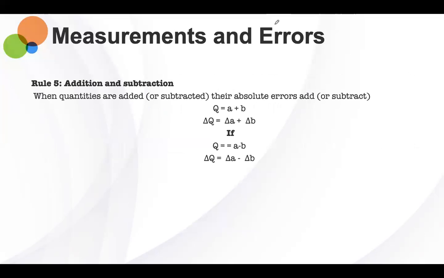Now, the last rule, rule 5. When quantities are added or subtracted, their absolute errors, or their uncertainties, will either add or subtract. So if we had some formula looking like Q equals A plus B, the uncertainty for Q would be delta A plus delta B. And if we had Q equals A minus B, we'd have something looking like delta Q equals delta A minus delta B. All right, very easy stuff. Okay, are we all clear?